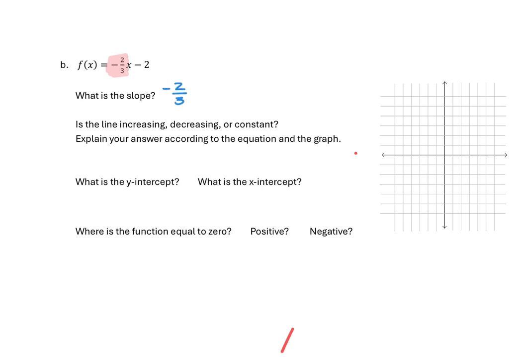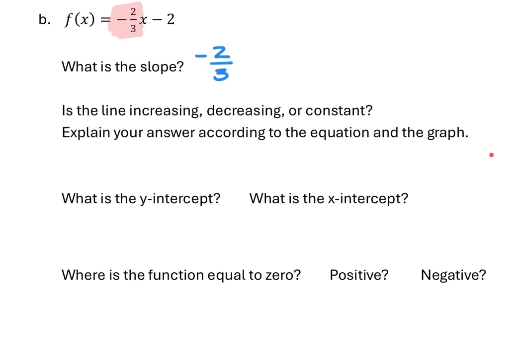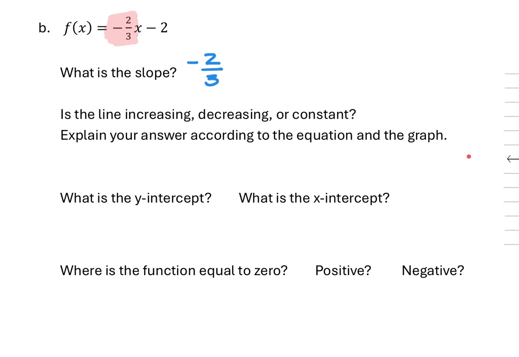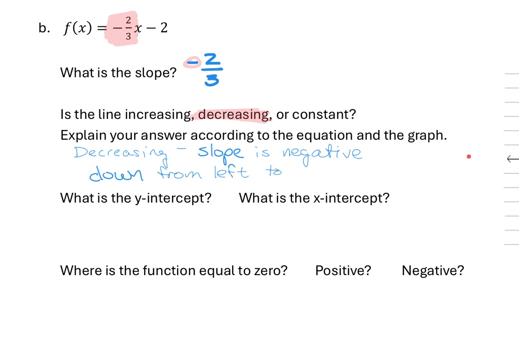Now, by looking at that slope, we want to determine if the line is increasing, decreasing, or constant. And here, because the slope is negative, it is going to be a decreasing line. So it is decreasing. The slope is negative. And just a reminder, what this means is decreasing goes down from left to right.